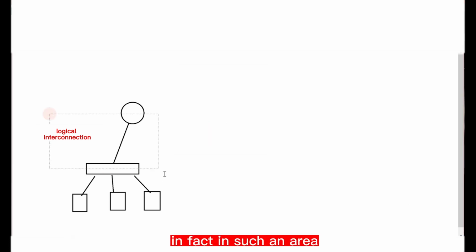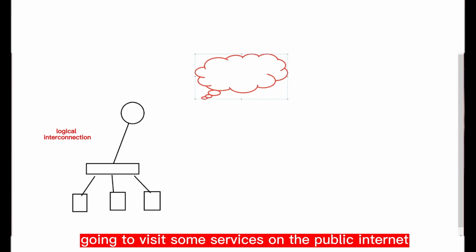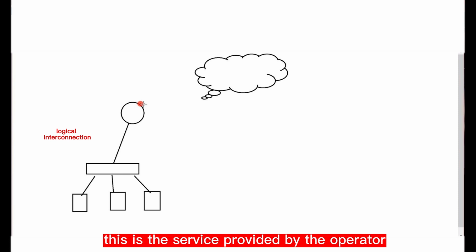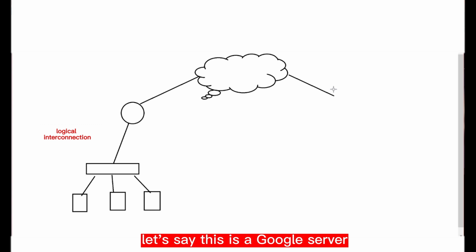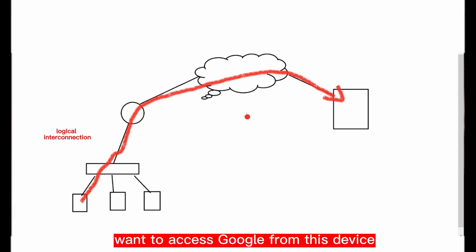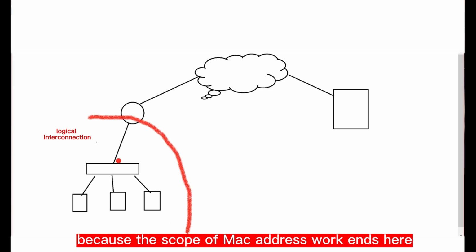For example, suppose an operator's user is going to visit some services on the public internet, the services provided by the operator on the public network. I also connected the router from the company's outlet, also connected to a server on the public network. Let's say this is a Google server. If I use the MAC address to access Google from this device, it's out of the question, because the scope of MAC address work ends here.